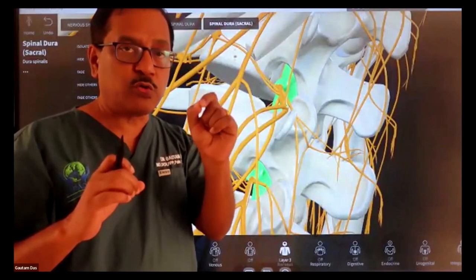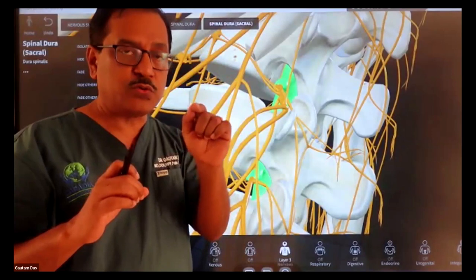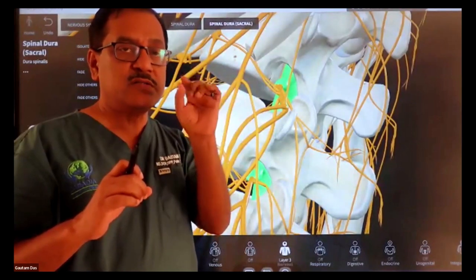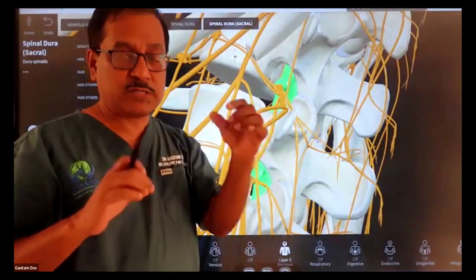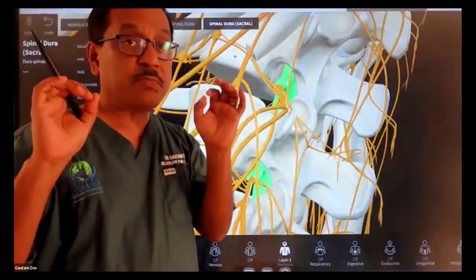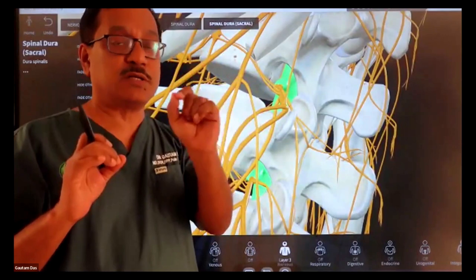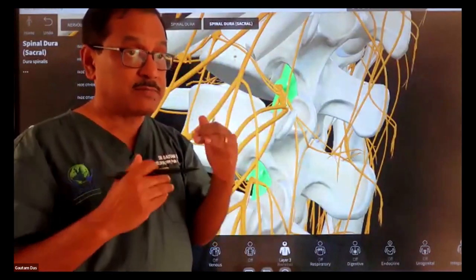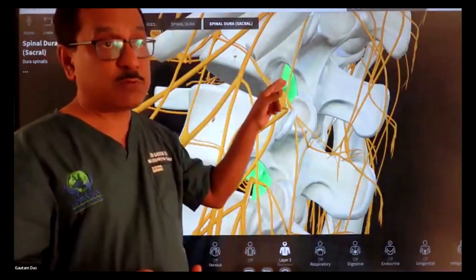So when we are going to inject transforaminally along the nerve root, one of the very important things is not to inject into the radicular blood vessel, because it is supplying the nerve root. If there is a spasm, or if you occlude it with particulate steroid, then there might be infarction of the nerve root, which is very dangerous, and sometimes the injection might go inside also. So that is your transforaminal epidural.